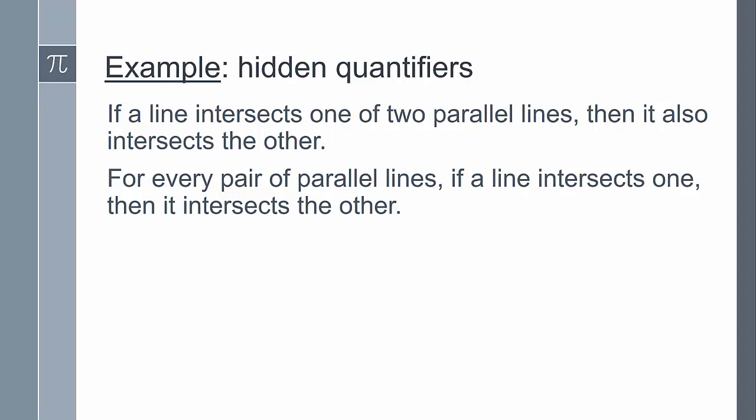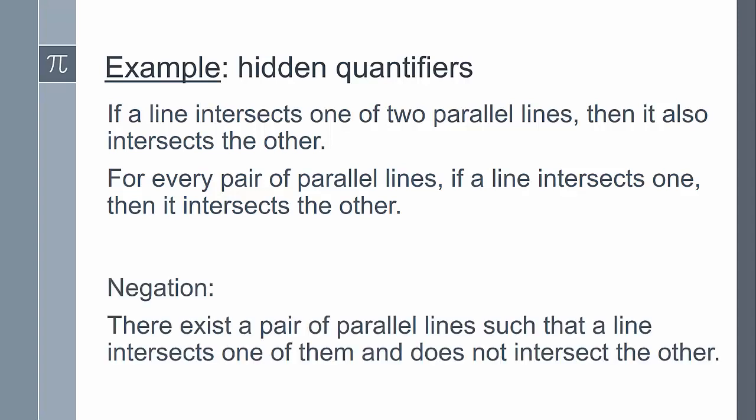We know how to negate the for every statement, and we know how to take the negation of if-then statements. If P then Q, the negation would be P and not Q. So let's look at the negation. There exists a pair of parallel lines, so that's the negation of for every pair of parallel lines. And then the negation of the if-then statement: such that a line intersects one of them and does not intersect the other. So there exists a pair of parallel lines such that a line intersects one of them and does not intersect the other.